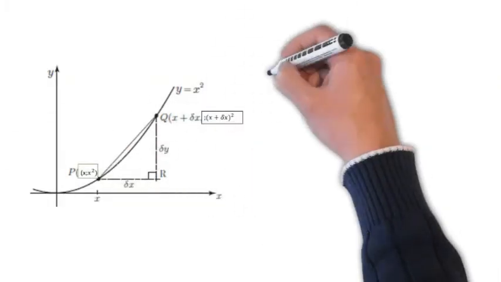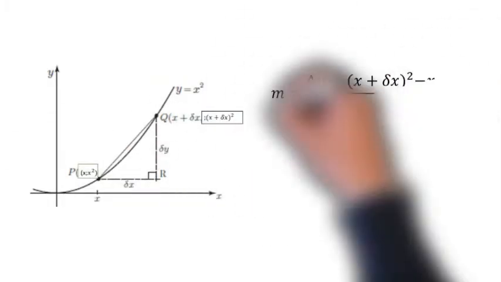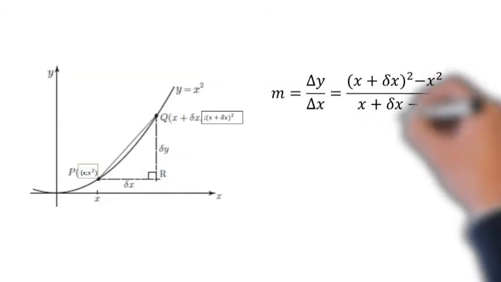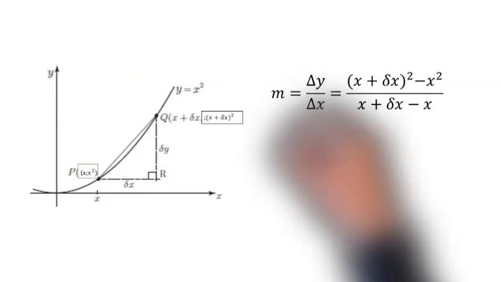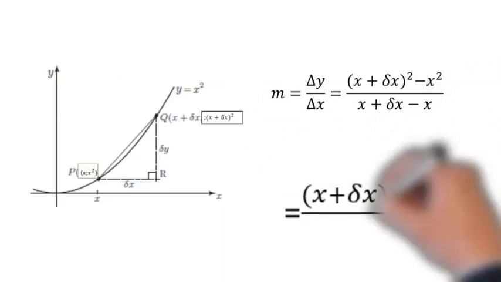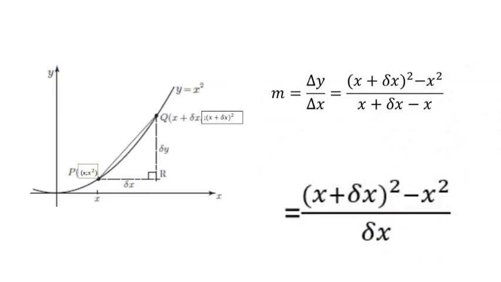And as you can see, now we can use our normal gradient formula and take our new y value, x plus change in x squared, and subtract the original y value, x squared, and put it all over x plus change in x minus x, which were basically the x values from our 2 points. And as you can see, the bottom therefore simplifies to just change in x. So now you can see this is starting to look a lot like that first principle formula.